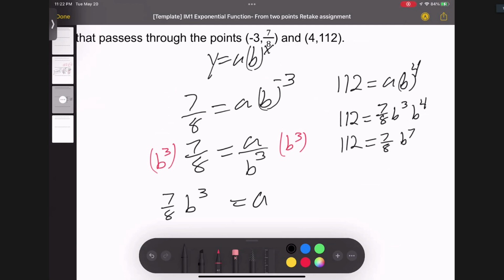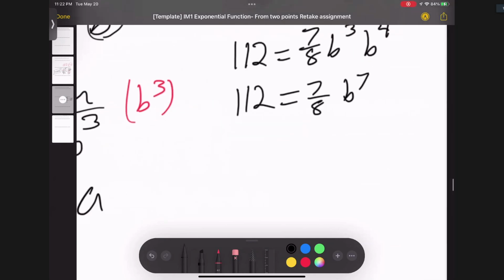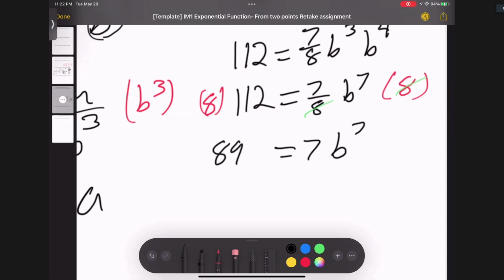I'm not going to do the rest of the problem, but hopefully you can see it. Actually, let me just do it quickly, because that will give me less work and you get to see the actual process of what's happening. So 8 divided by 8 is still 1. You got 7 times b to the power of 7. Then what's 8 times 12? 8 times 12 is 96, 896.